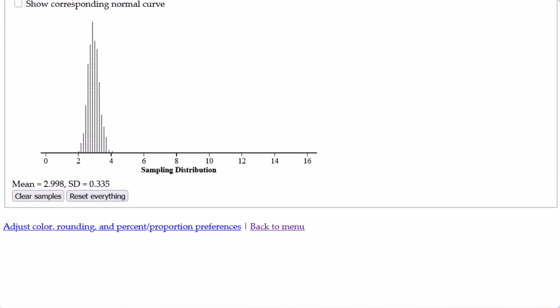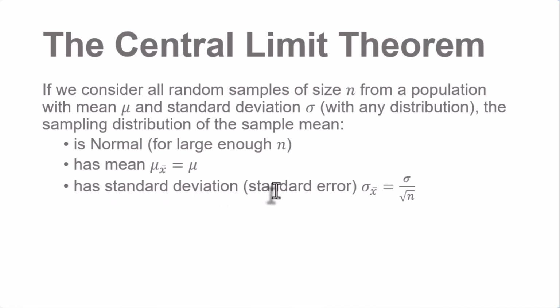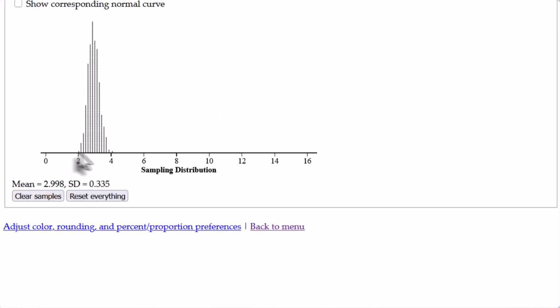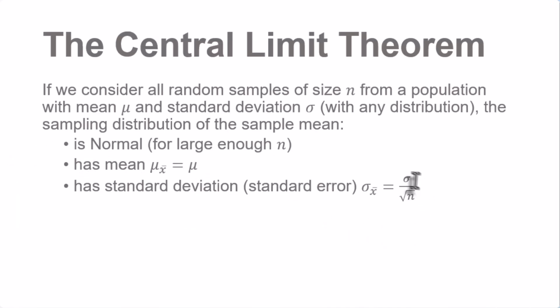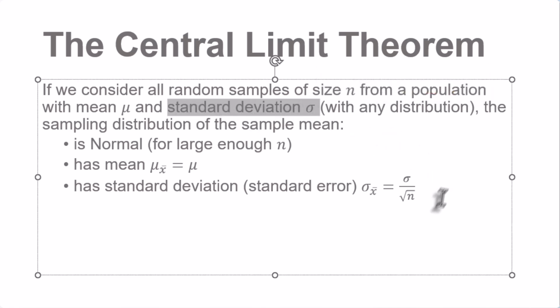And the standard deviation of the sampling distribution, which we call standard error, the symbol for this is sigma sub x bar. So this is the standard deviation of the sample mean distribution. That is the standard deviation of this little dot plot in our simulation. That standard deviation is going to follow this formula, sigma over root n, or square root of n. Sigma is the original standard deviation of the population, and the n is the size of the sample.